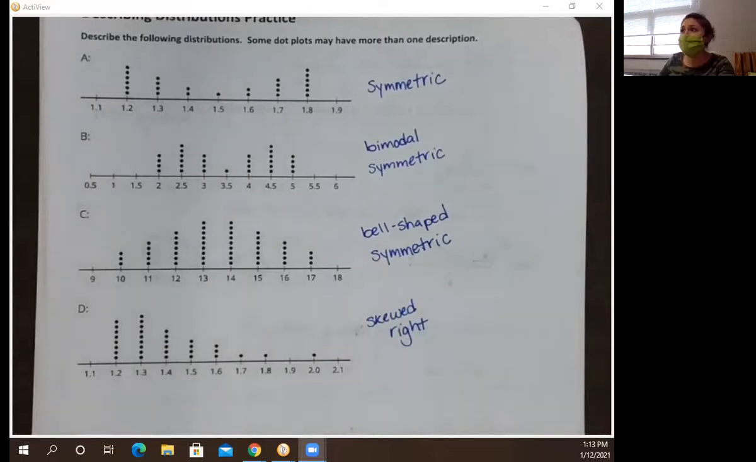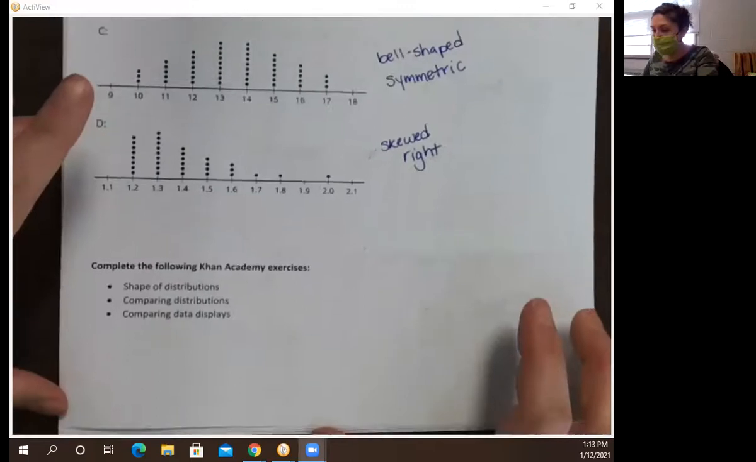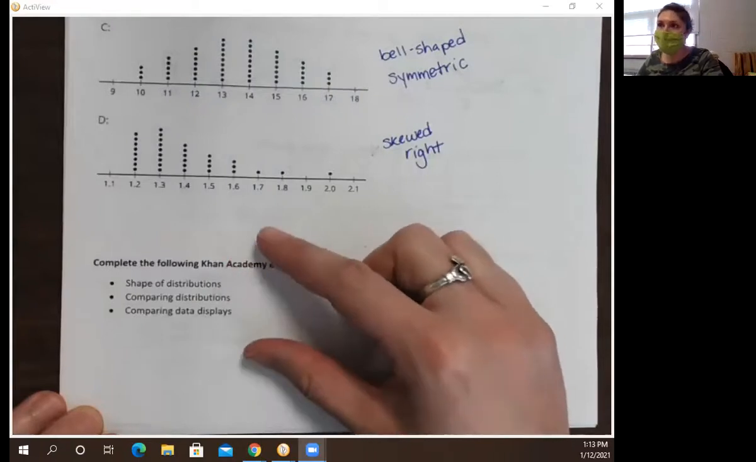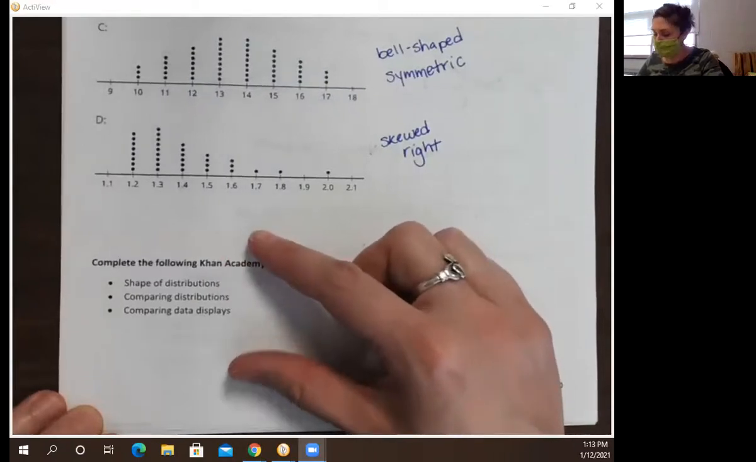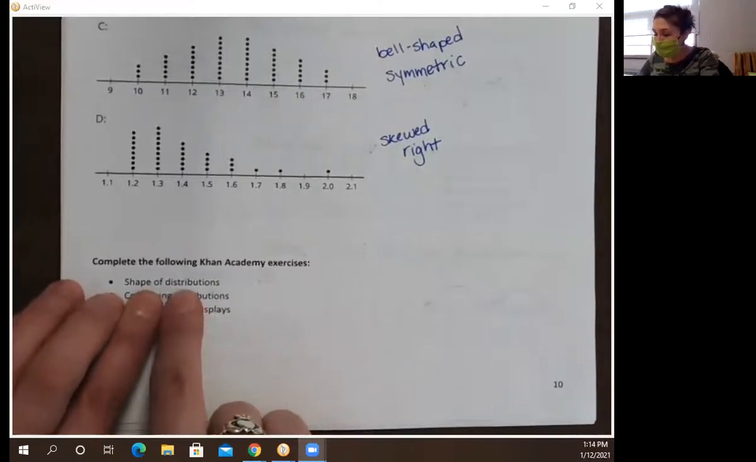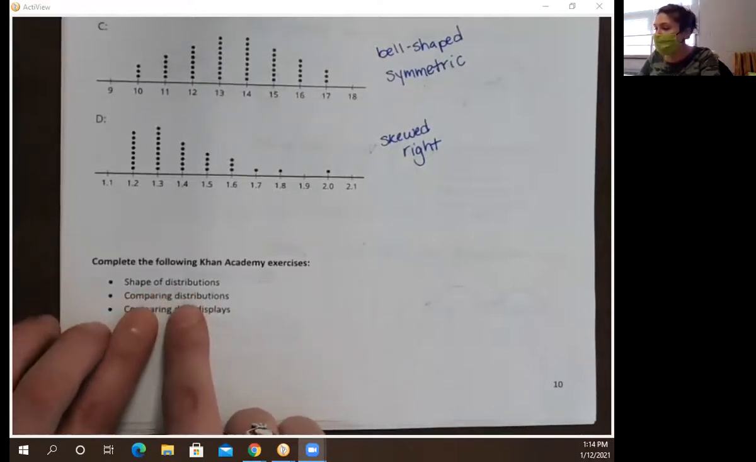Not too bad? Those shapes? Okay. So for the rest of class, which is a decent chunk of time, I want you to work on your homework assignments. So these 3 Khan Academy assignments listed here at the bottom of page 10. These are assigned to you in Khan Academy already. So they're going to have you do some more practice with identifying those shapes, a couple of questions on that. And then you're going to look at how we can compare distributions.